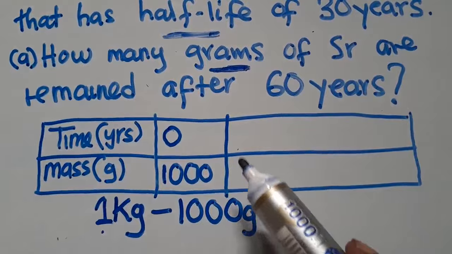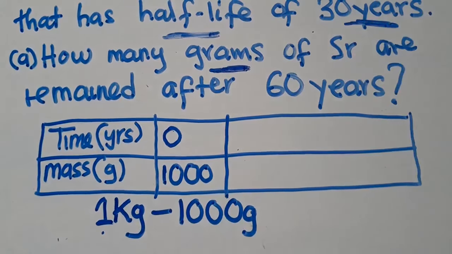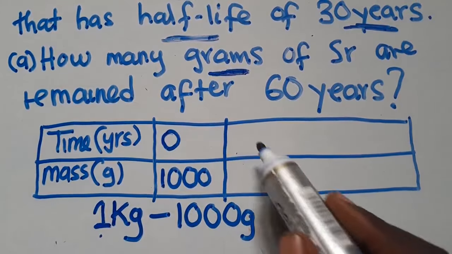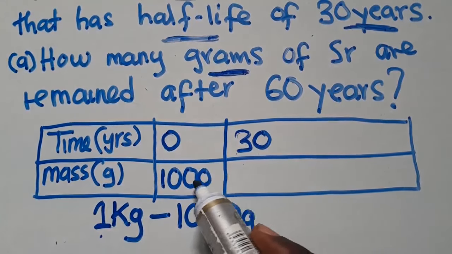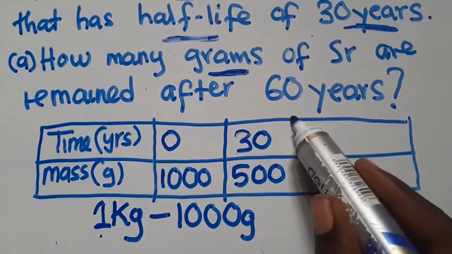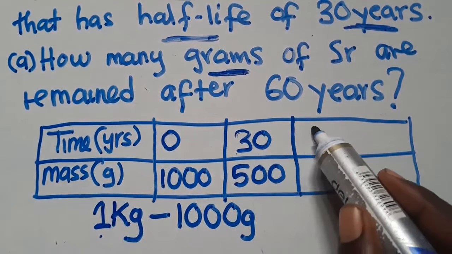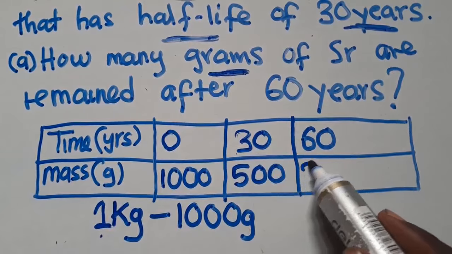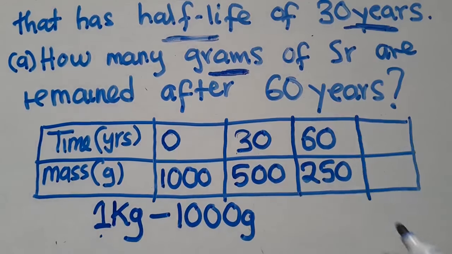After a period of 30 years, this mass would decay by half. So when the time is 30, this one would decay by half. Half of 1000 is 500. Then after another 30 years, if I add another 30, I get 60 there. So this one would decay by half again, and I'm going to have 250.